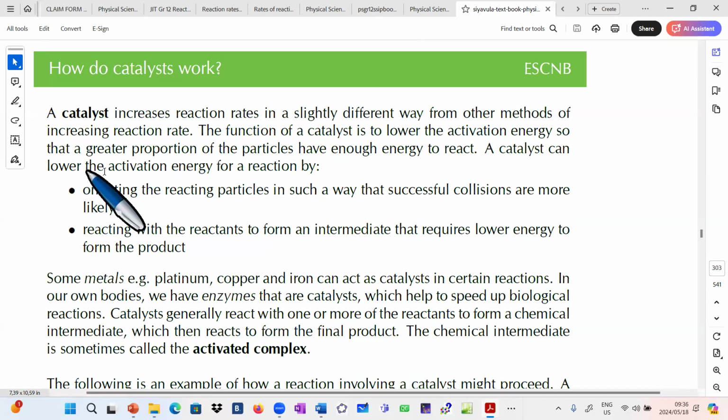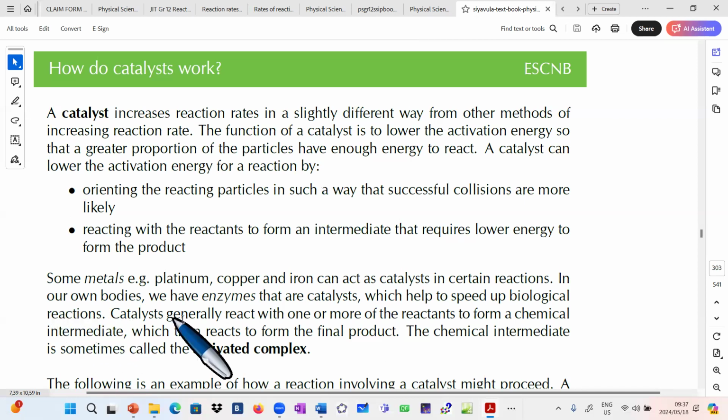A catalyst can lower the activation energy for a reaction by, so how does it do that? By orienting the reacting particles in such a way that successful conditions are more likely. Reacting the reactants to form an intermediate that requires lower energy to form the product. Some metals, e.g. platinum, copper, and iron, can act as catalysts in certain reactions.